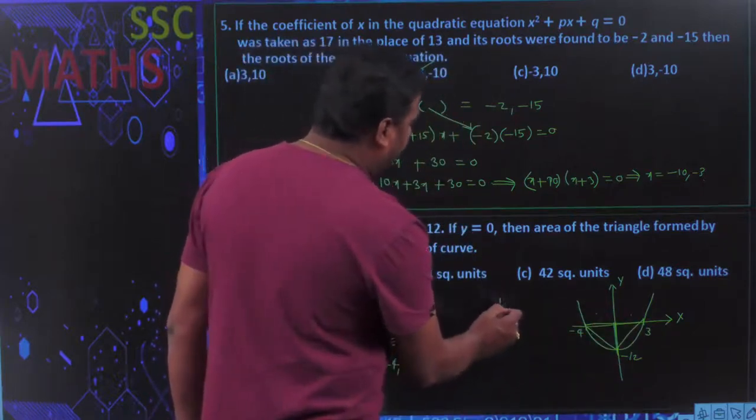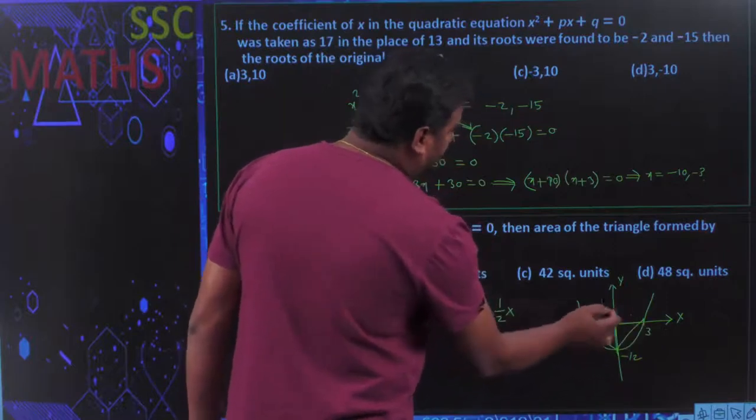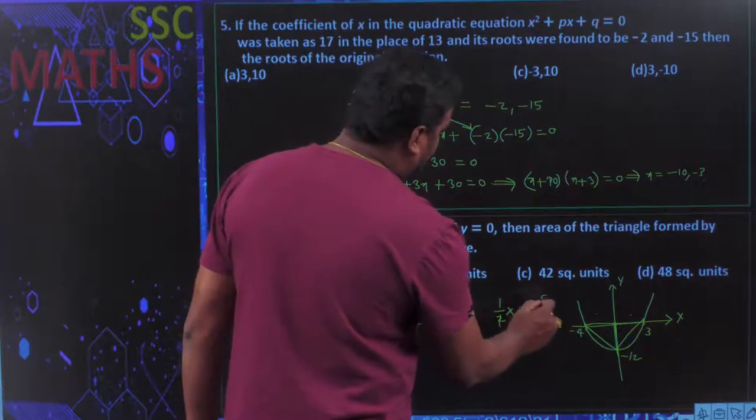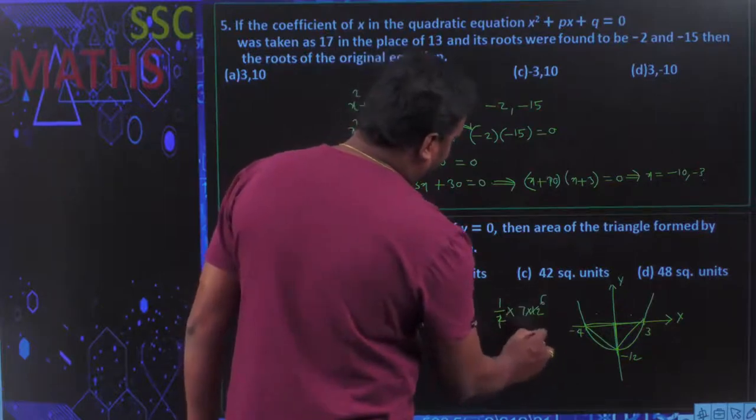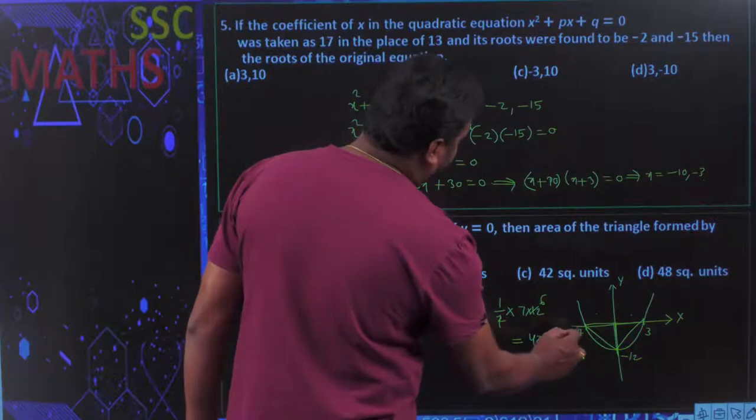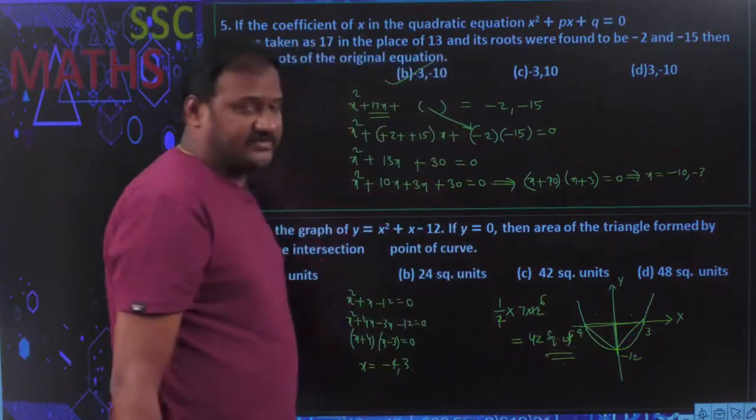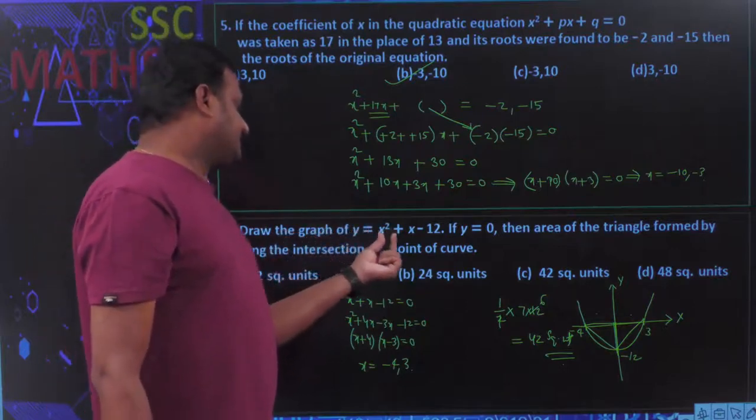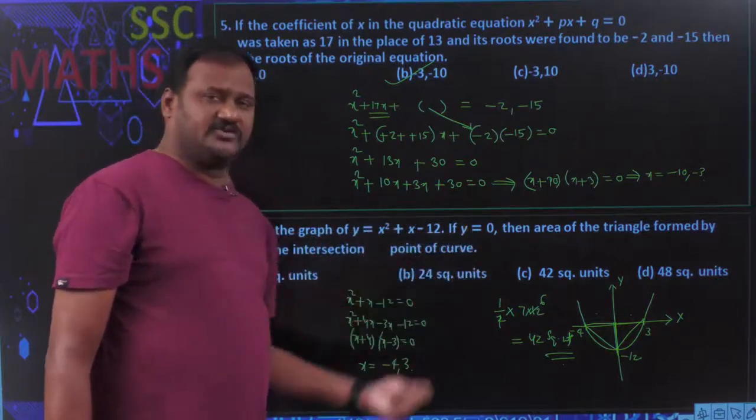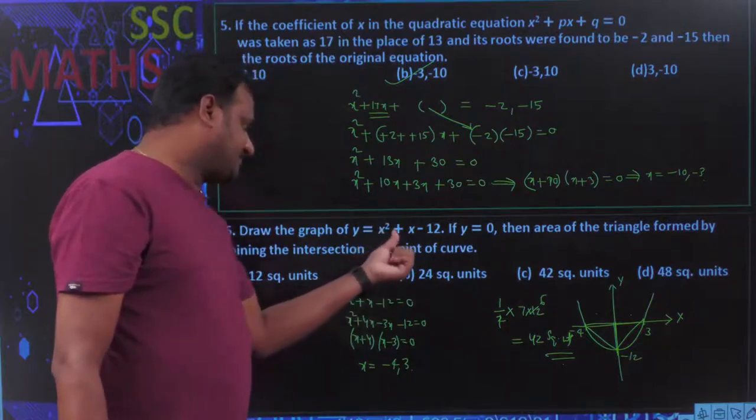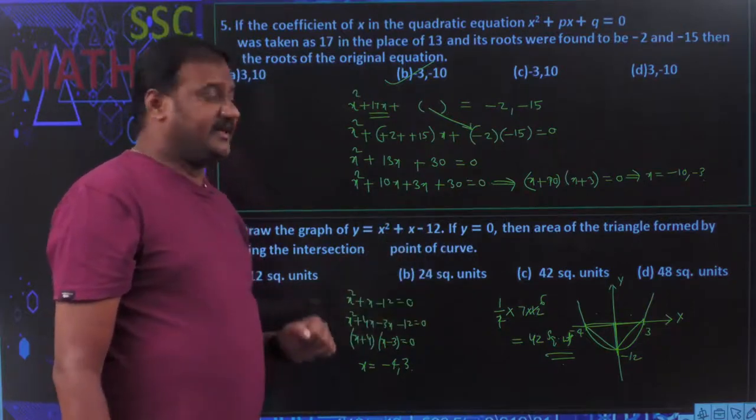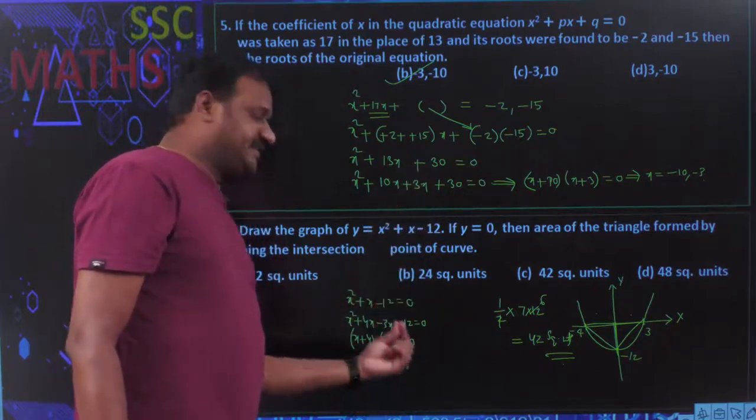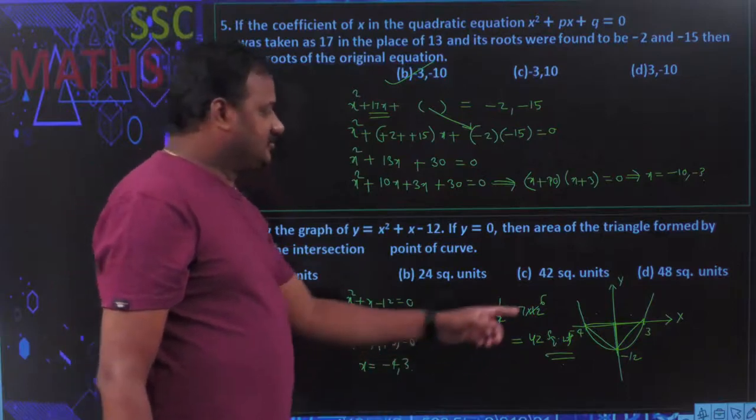So area of triangle is equal to half into base, which is 4 plus 3 is equal to 7, and height is equal to 12. So 2 sixes are 12, 7 sixes are how much? 42 square units. So this is the way of answering the problem. You understand? I would explain once again. y is equal to x square plus x minus 12. If y is equal to 0, then x square plus x minus 12 is equal to 0. Then the parabola intersects the x-axis at 2 points, minus 4 comma 3. Right? So minus 4 comma 3.